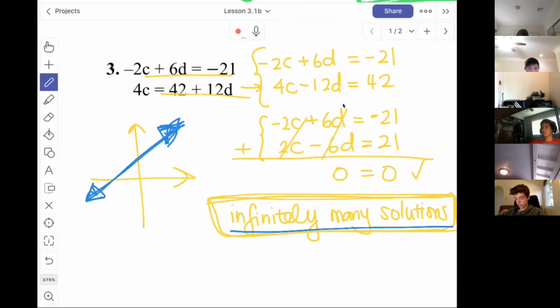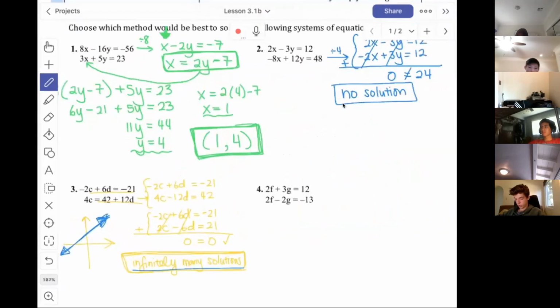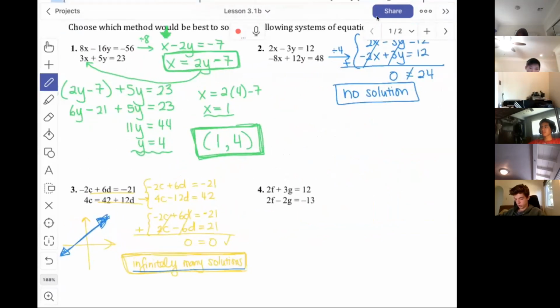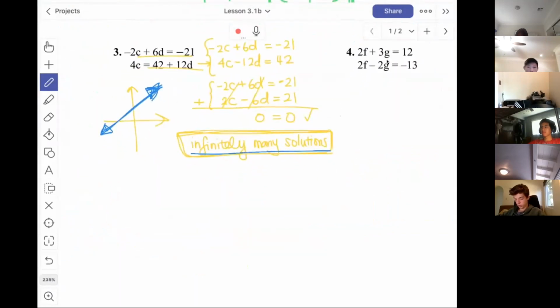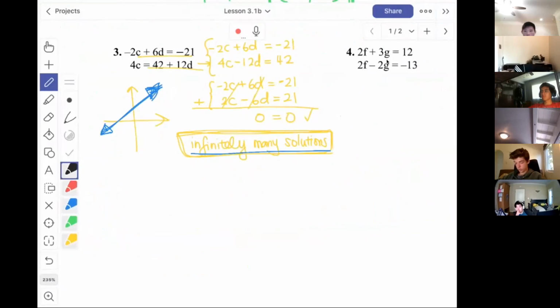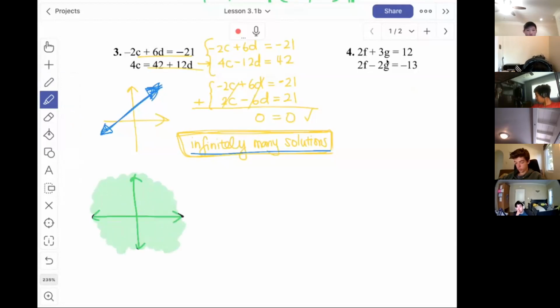Can you just explain why? Because it kind of seems like those are the same thing, but is there like a differentiation between infinitely many solutions and all real numbers? Oh, yes, that's a great question. When you say all real numbers, it means that if I were to shade the answer, all real numbers would be this entire coordinate plane, right? So that would be all real numbers.